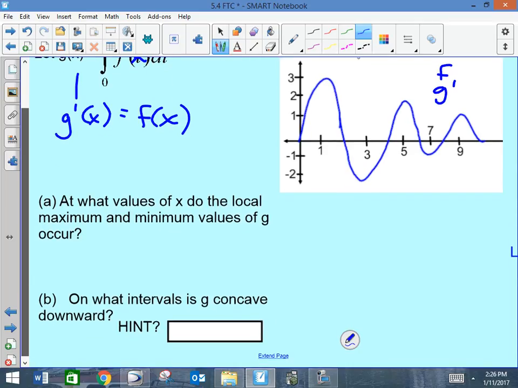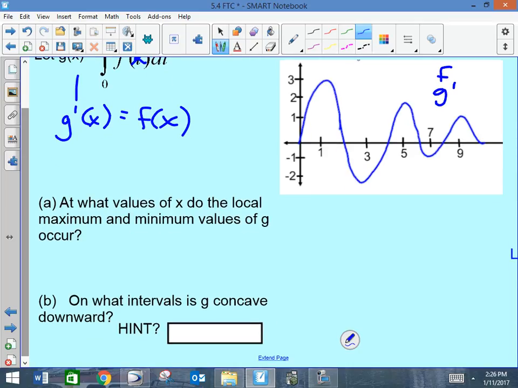Okay, at what values of x do the local max and minimum values of g occur? Okay, so remind me again, chapter 4. Where do you find the local max? Okay, let's say local max of g, just to be clear. Where will they happen, you think? You mean g prime? Okay.